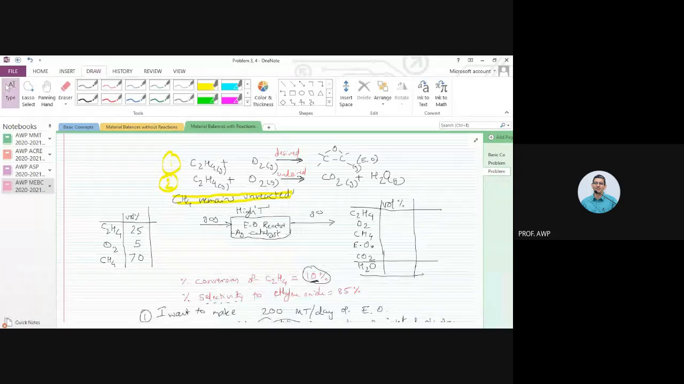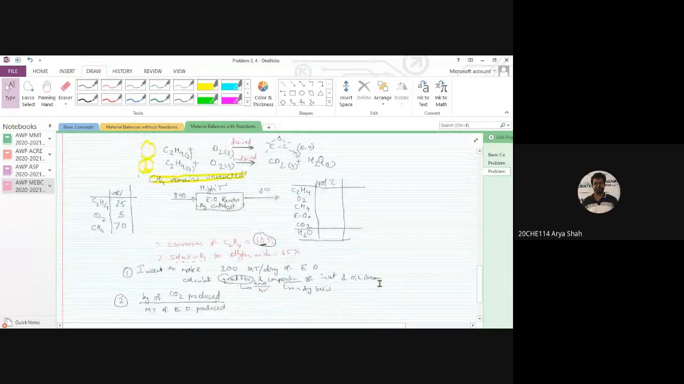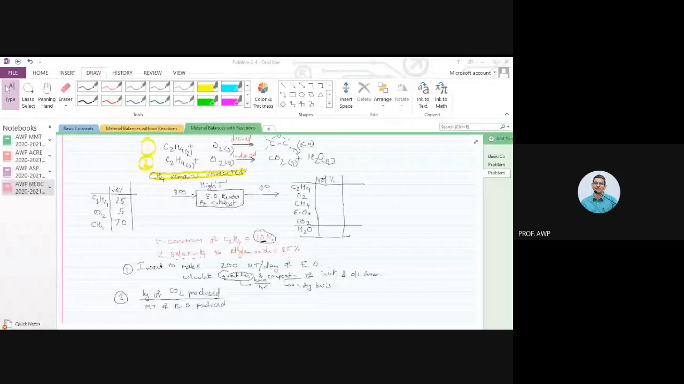Will you be able to solve? Yes, sir. So try solving. If you are stuck, you can discuss amongst yourselves. I don't have the answers, so there's no point in asking me. Better you ask your classmates if they have an answer.